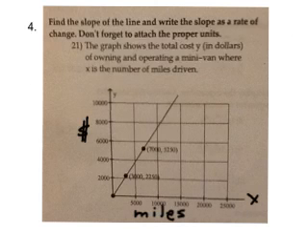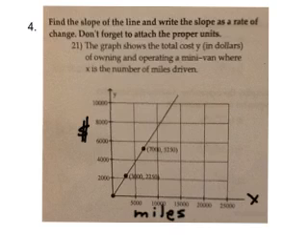Okay, number 4. I got this from one of our tests, I think. It's find the slope of the line and write the slope as a rate of change. Don't forget to attach the proper units, units being, you know, dollars per mile or something. The graph shows the total cost y in dollars of owning and operating a minivan, where x is the number of miles driven.